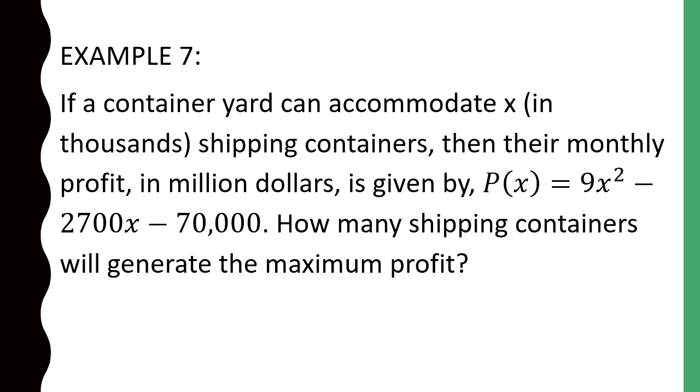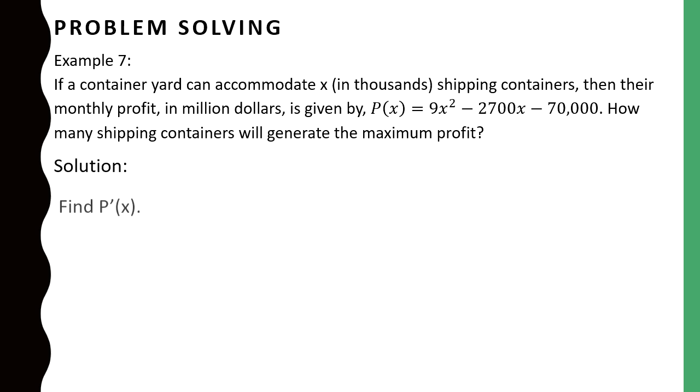Now let's solve. If a container yard can accommodate x, again in thousands, of shipping containers, then their monthly profit in million dollars is given by P of x equals 9x squared minus 2,700x minus 70,000. How many shipping containers will generate the maximum profit? Again, we start with finding the derivative of P of x.